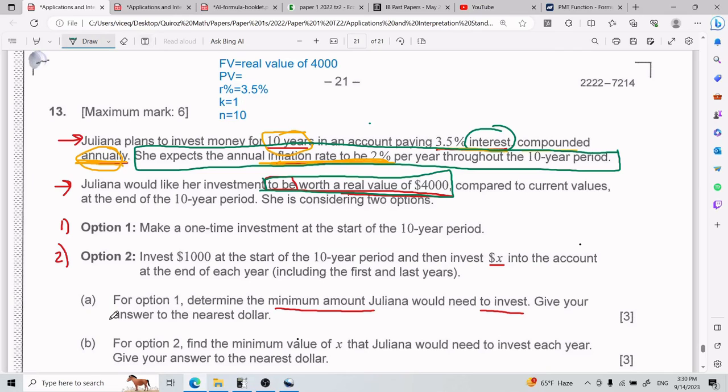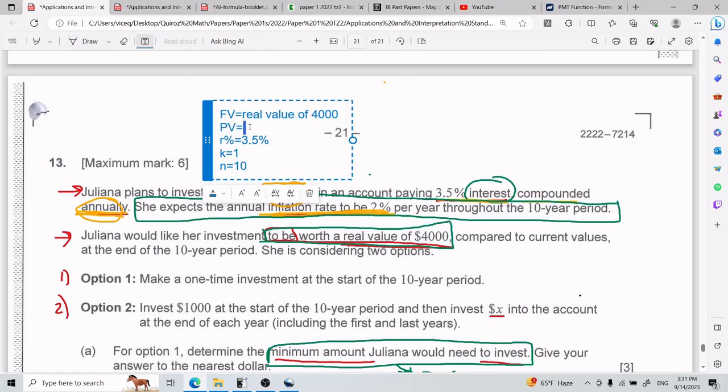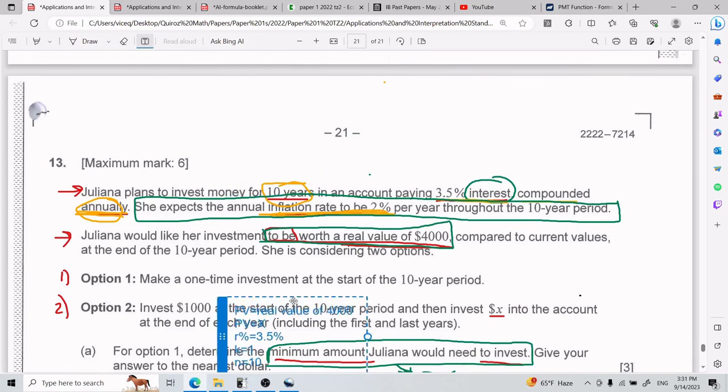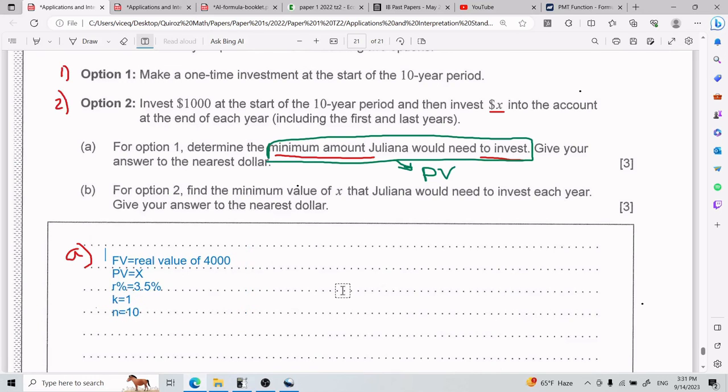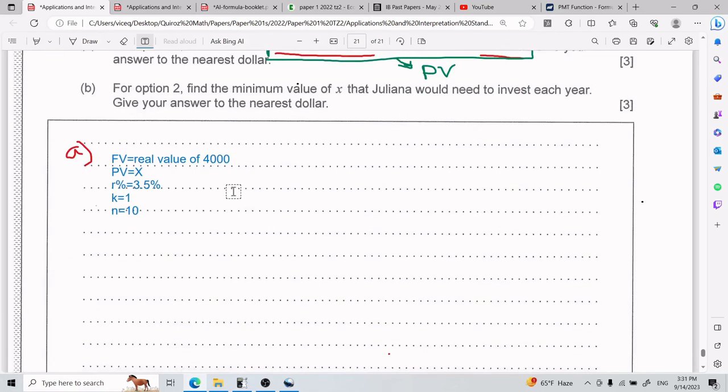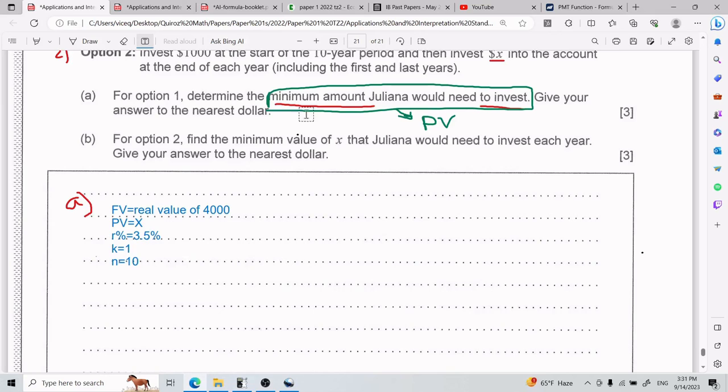For part A, it asks us to determine the minimum amount Juliana would need to invest. That would be what she invests today, that would be PV. So PV is what we're looking for. This right now is what I'm working with. So let's figure out FV, and let's figure out if R gets affected by inflation.